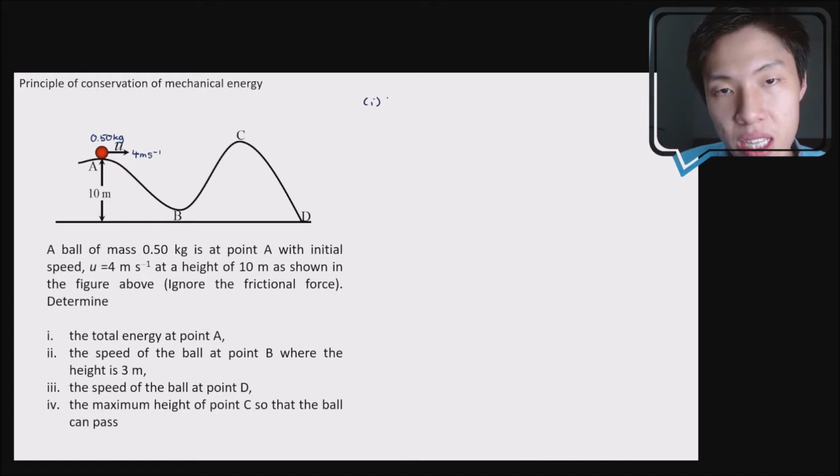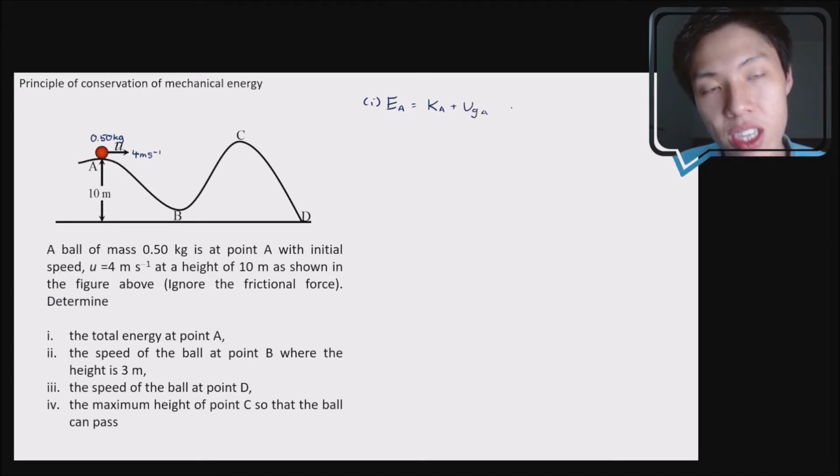So let's try to write it. The total energy, or we write it as mechanical energy at point A, will be equal to the kinetic energy at point A plus the potential energy at point A. To be more specific, it is the gravitational potential energy at point A. There will be no elastic potential energy since there's no elastic material here. You see no spring in the situation. So we know that the kinetic energy is half mv squared, this is the speed at point A, plus mgh, where this is the height at point A.